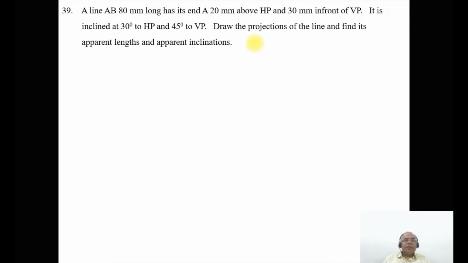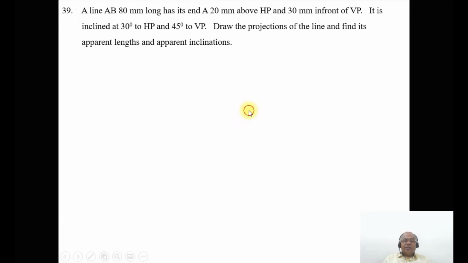Now, in this video, we're going to take up a problem on projections of lines. It reads: a line capital AB, 80 mm long, has its end capital A 20 mm above HP and 30 mm in front of VP. It is inclined at 30 degrees to HP and 45 degrees to VP. Draw the projections of the line and find its apparent length and apparent inclination.